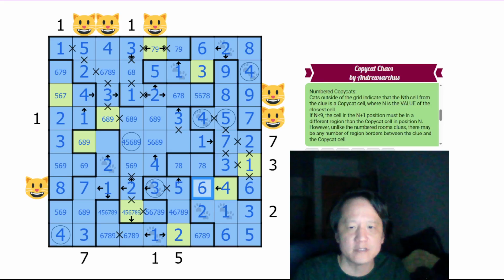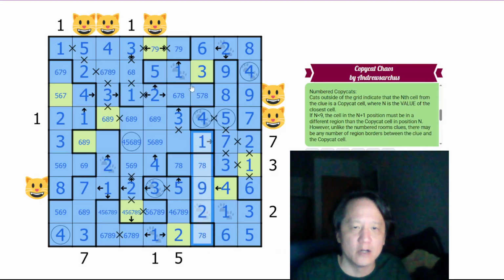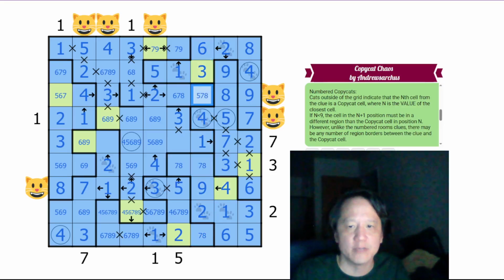Wait, we have... This is not 6. This is 9. No 6 here. No 6 or 9 here. We have a 7, 8 pair in column 7, which eliminates 7 and 8 in the rest of the column. So this can't be 7 or 8. It's 5. No 5 here. No 8 here. It's 6 or 7.